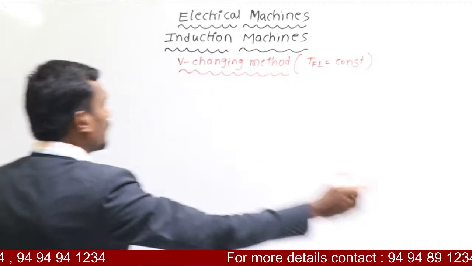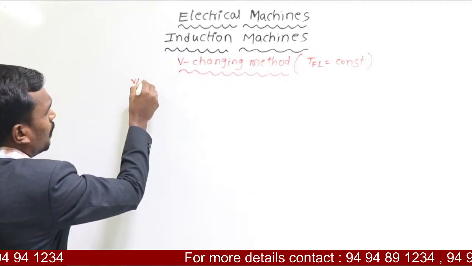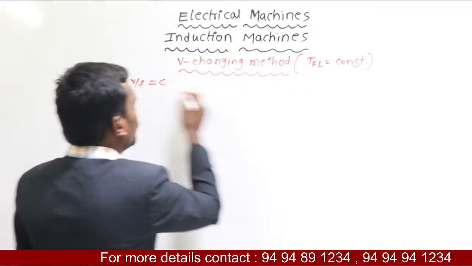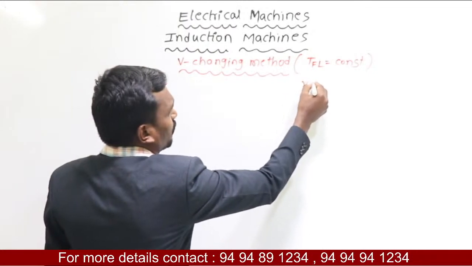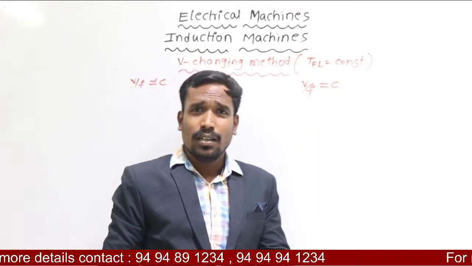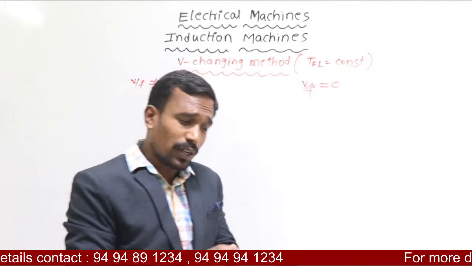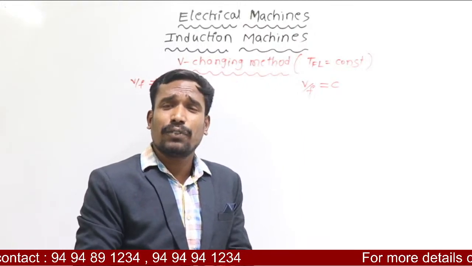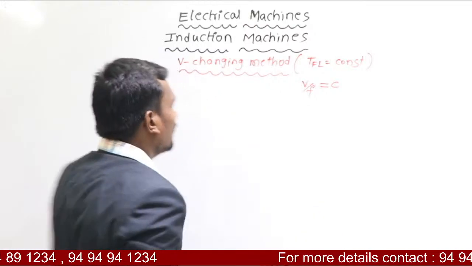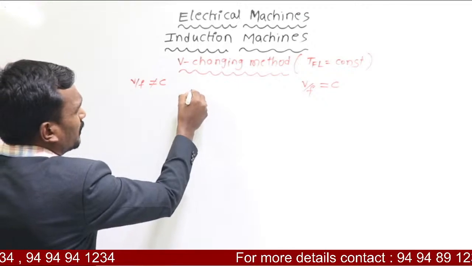Here we have two types of speed control methods. One is V by F ratio constant, the other one is V by F ratio not constant. We have two types of questions here: is it V by F ratio constant or V by F ratio not constant? We have to see that first. Okay, let's see here. Here, the full load torque formula.